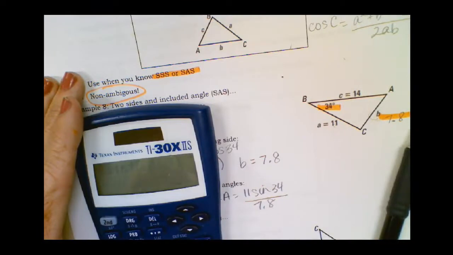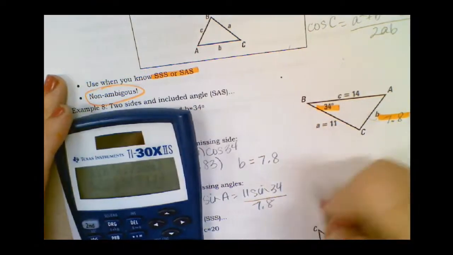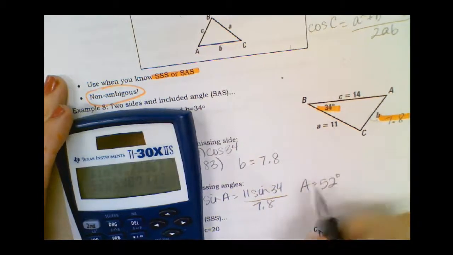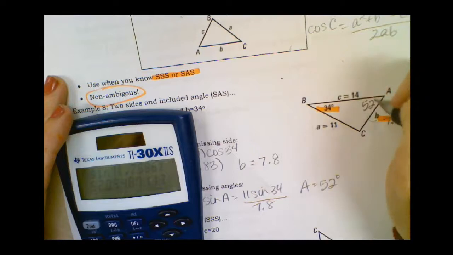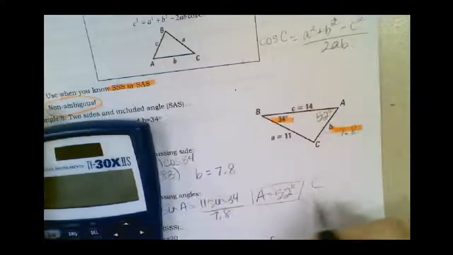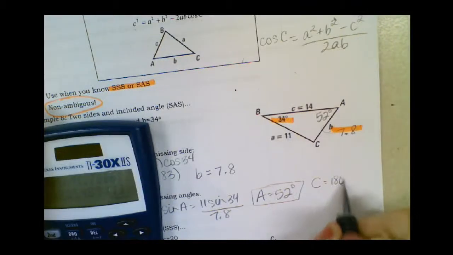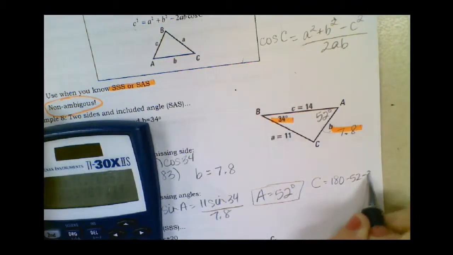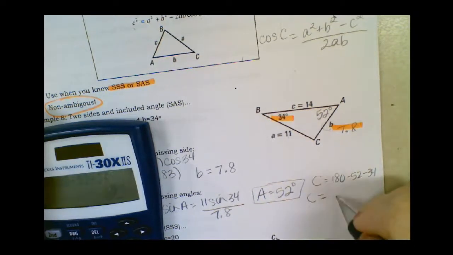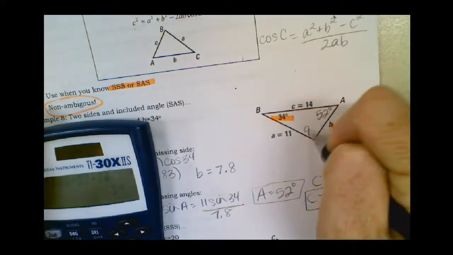So the inverse sine of 0.7886 is about 52 degrees. So now I've got 52 degrees in there. Now I can really easily solve for C, because that's going to be 180 minus 52 minus 34, which is going to give me 94 degrees.